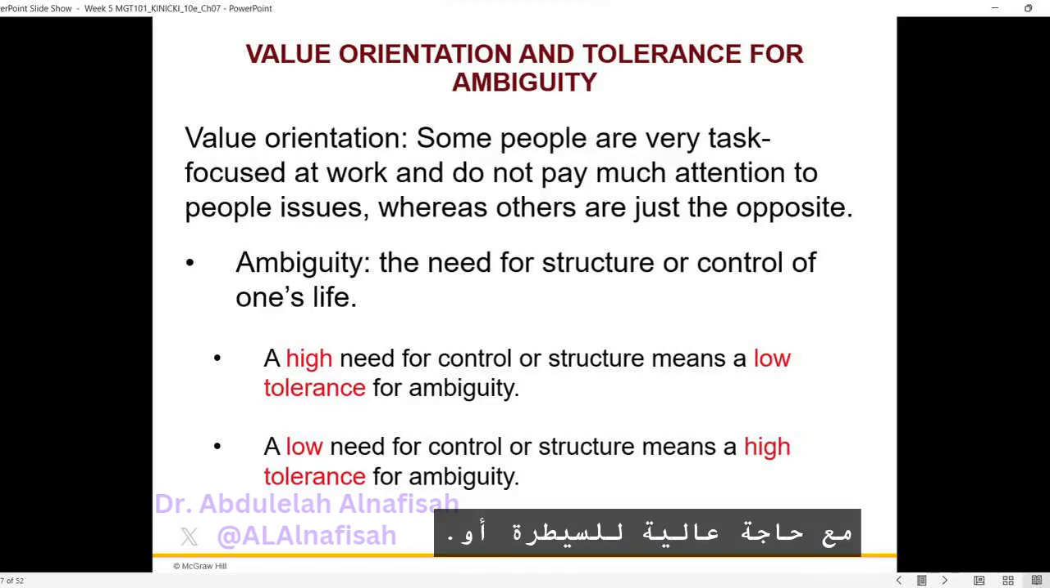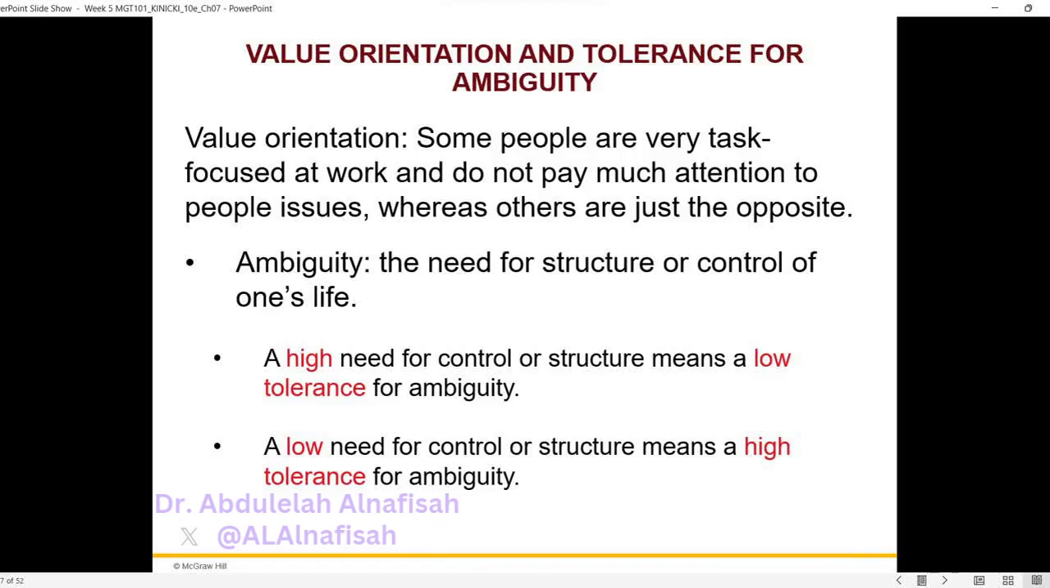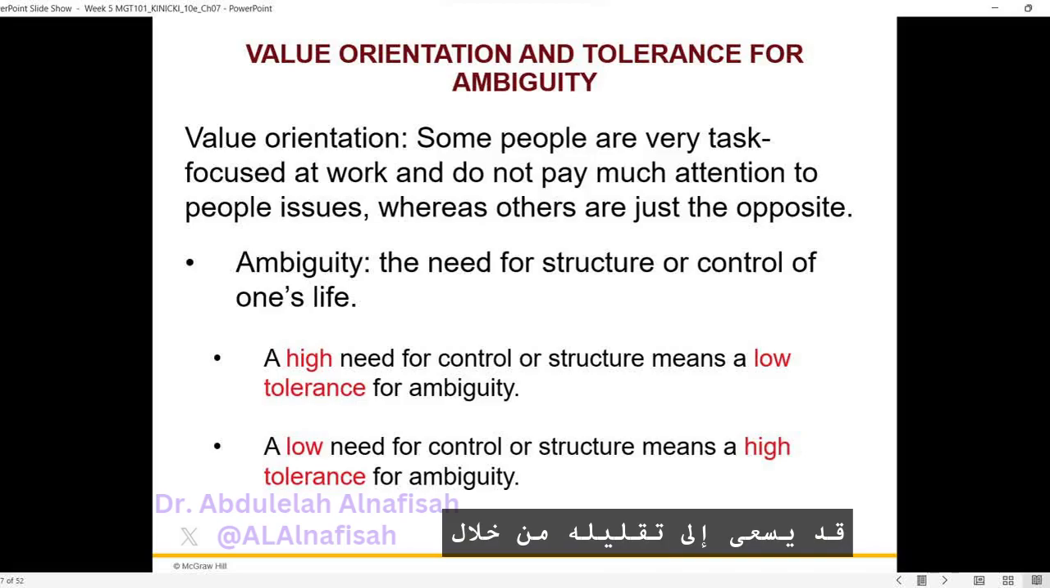High need for control or structure. People with a high need for control or structure prefer clear rules, routines, and well-defined processes. They feel more comfortable when they have a sense of control and predictability in their lives. They may find ambiguity unsettling and may seek to minimize it through establishing order and structure.